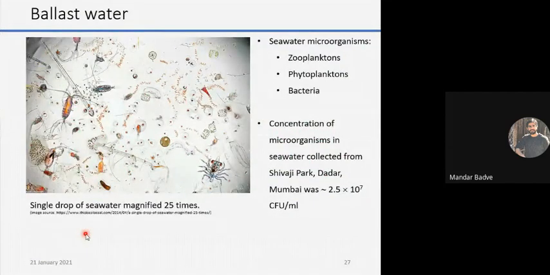There are different types of sea microorganisms: zooplankton, phytoplankton, bacteria, and the concentration of microorganisms varies from point to point. I studied the seawater from Shivaji Park, Bombay, where the concentration was very high, around 10 raised to 7 colony forming units in just 1 ml of seawater.